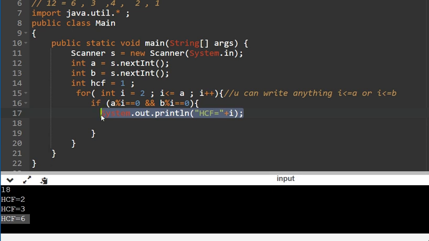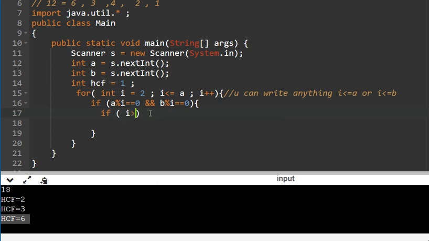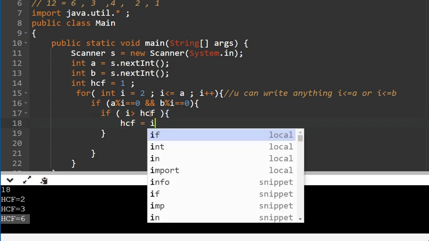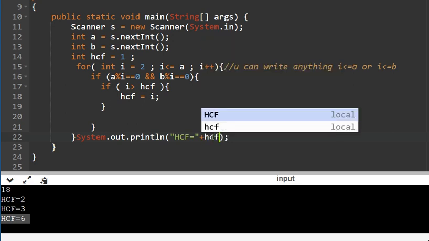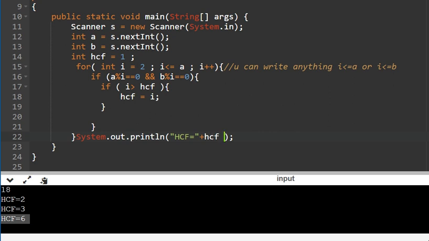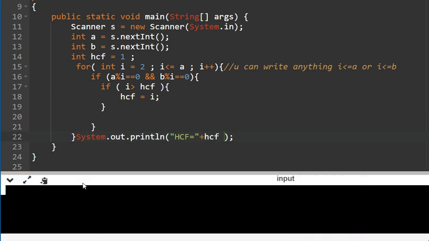After that I will copy this, Control plus C. If i is greater than HCF, HCF is equal to i. Let's run this for the same numbers, 12 and 18. See, we got the correct answer 6.